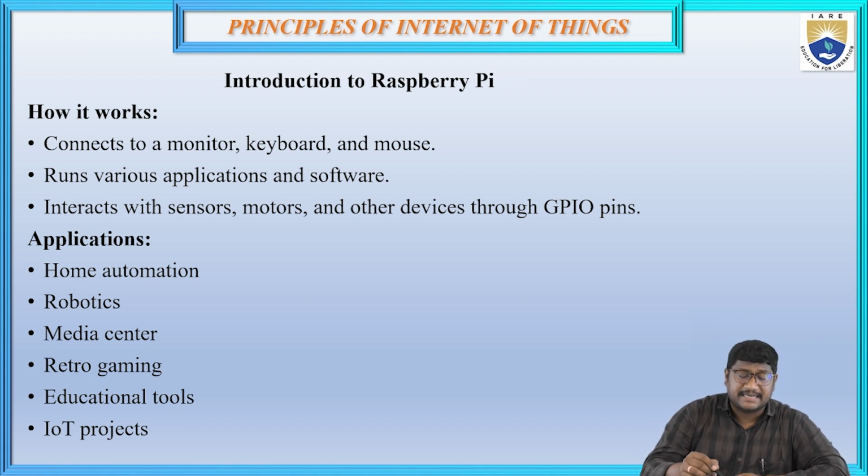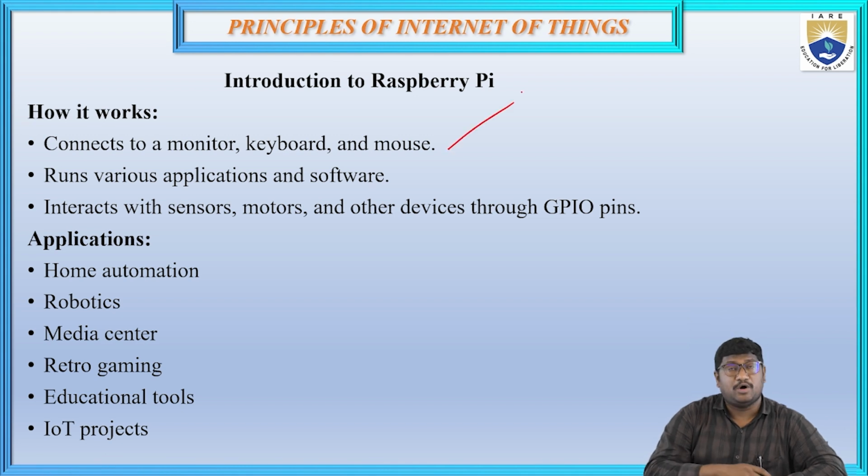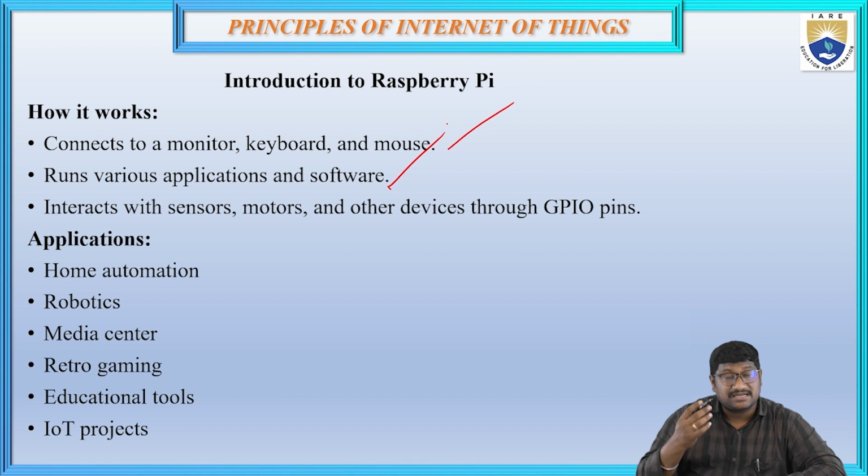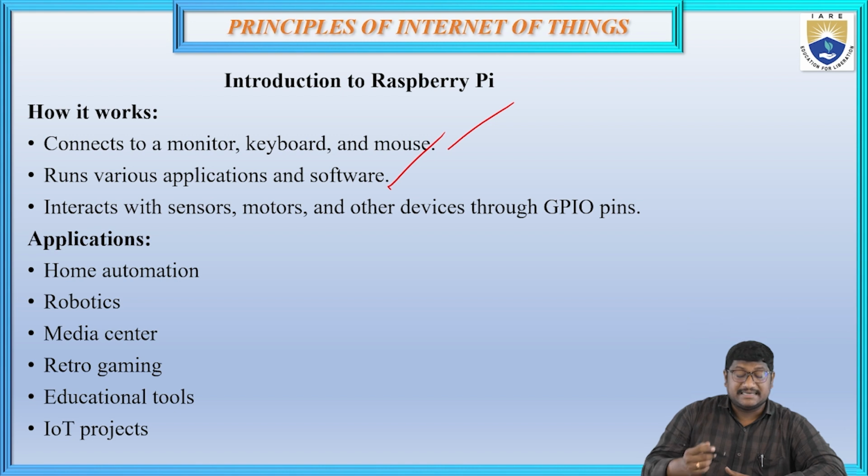This Raspberry Pi kit is going to connect to a monitor, along with a keyboard and mouse. It runs various kinds of applications, and various kinds of software can be installed on this Raspberry Pi kit, guys. And we are also going to interact with sensors, motors and some other devices, which is very helpful at the time of general-purpose input and output, GPIOs.